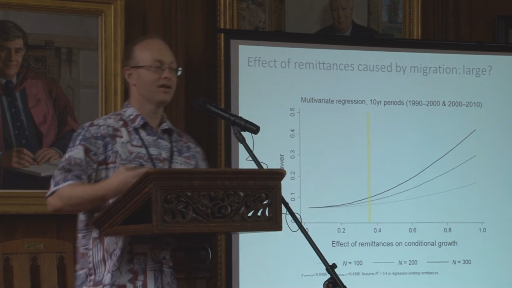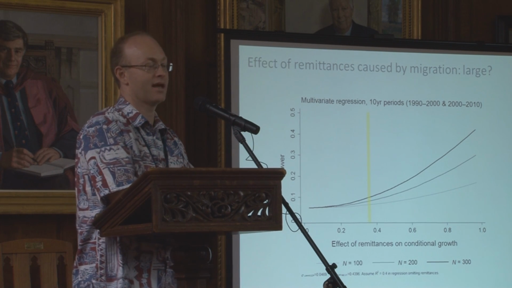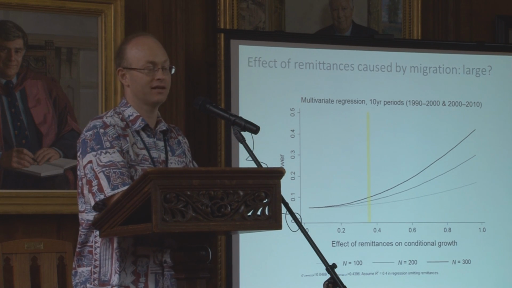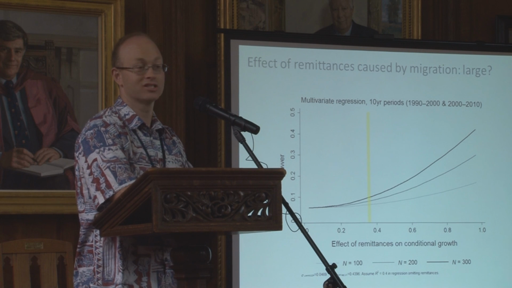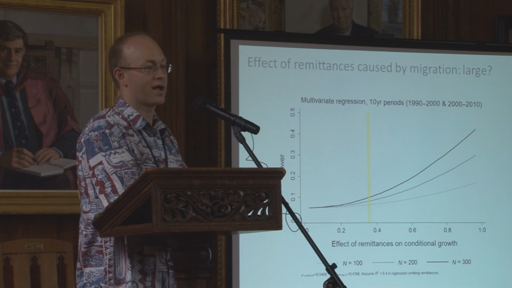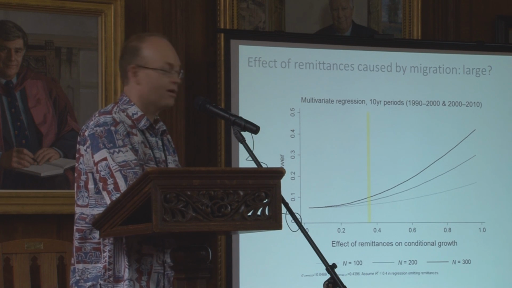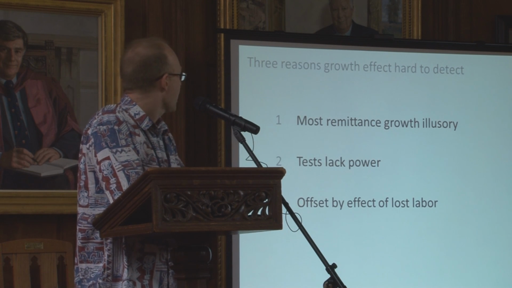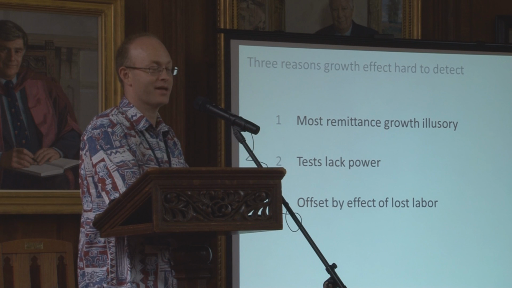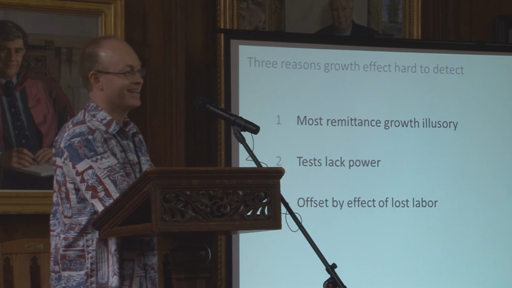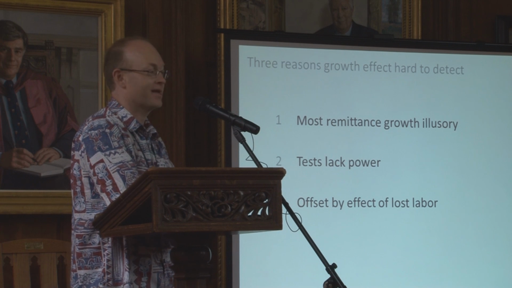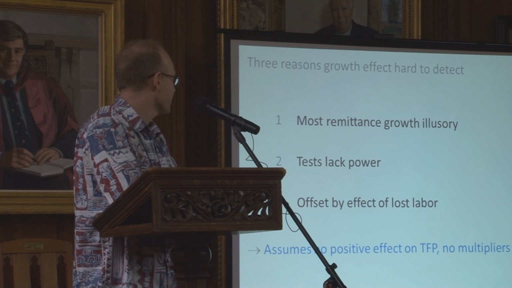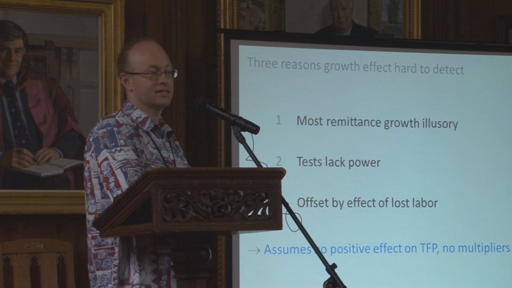Okay, so even if we put in some sort of realistic numbers on what we might expect the effects to be, and the money was coming magically from heaven, so we didn't need to worry about endogeneity, and we could just go through and try and detect this effect, and we'd measured it all correctly, we'd still have almost no show of detecting it. Okay, so to conclude, we're saying basically don't do this stuff. That most remittance growth is illusionary. The tests lack power, and any effects are offset by the effects of lost labor. So that it's going to be very hard to detect effects.